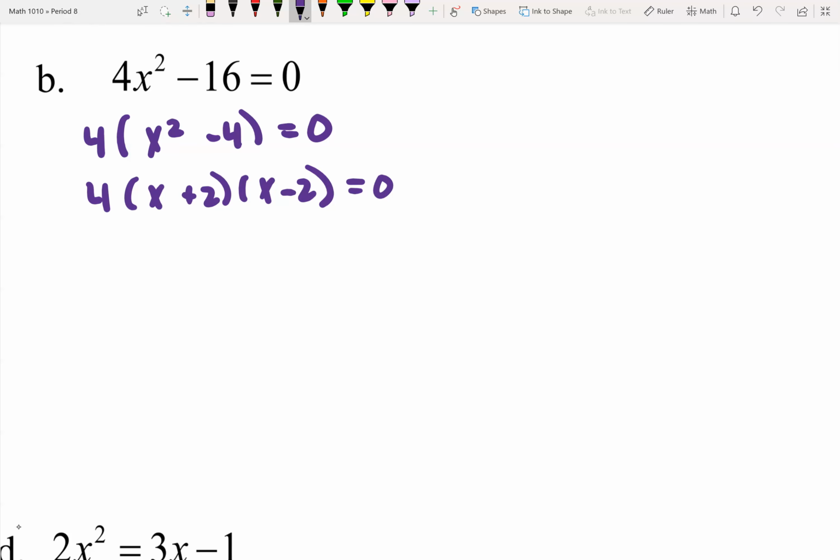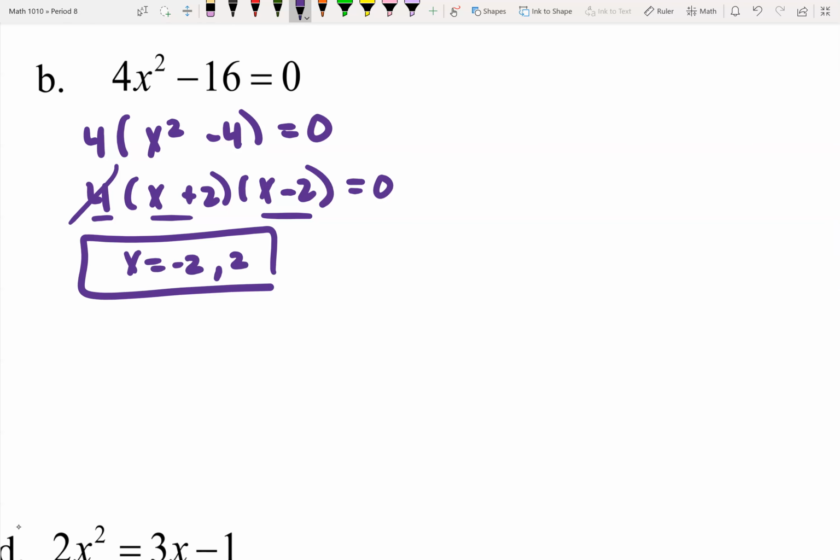How many things am I multiplying together right here, guys? 3. 1, 2, 3. Is the 4 going to give me a 0? 4 equals 0. Can 4 apples be the same as 0 apples? No. Doesn't give me anything. The x plus 2 gives me a minus 2. The minus 2 gives me a plus 2. And we're done. Who says got it?